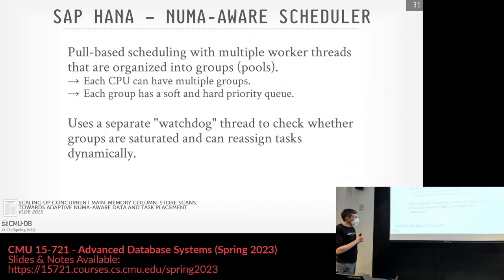All right, so let's look at a way more complicated scheme than the morsels and the Umbra stuff, in HANA. HANA is an in-memory system out of SAP. SAP is one of the biggest and oldest computer software companies in the world. They make customer resource management software, ERP software. Think of it as basically internal backend stuff for major corporations. They make a lot of money.